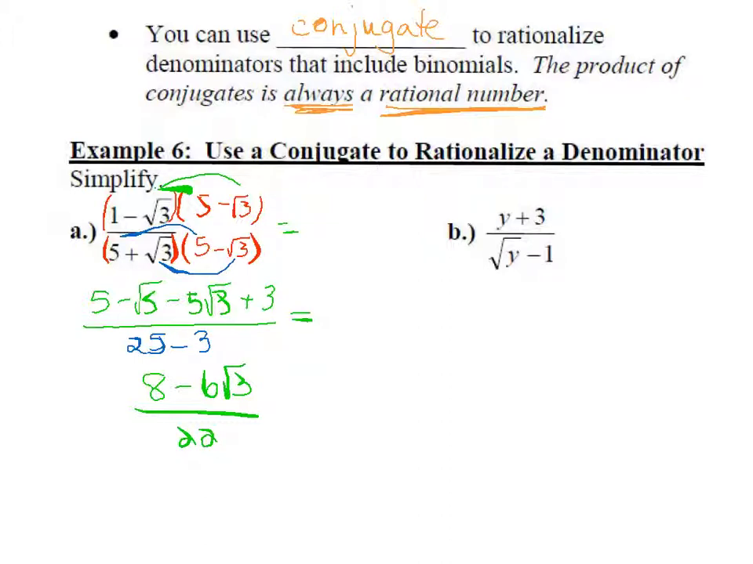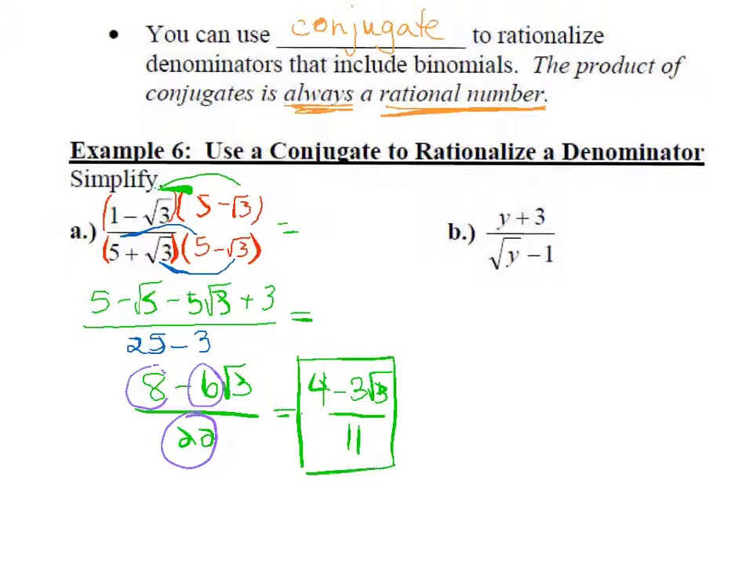Now the only issue here is we have to make sure, by using your rule of 3 idea, that if you have anything that has a common factor, such as 8, 6, and 22, which are all even numbers, they can all be divided by 2. So your final solution ends up being 4 minus 3 radical 3 all over 11. And that is your solution for example 6a.